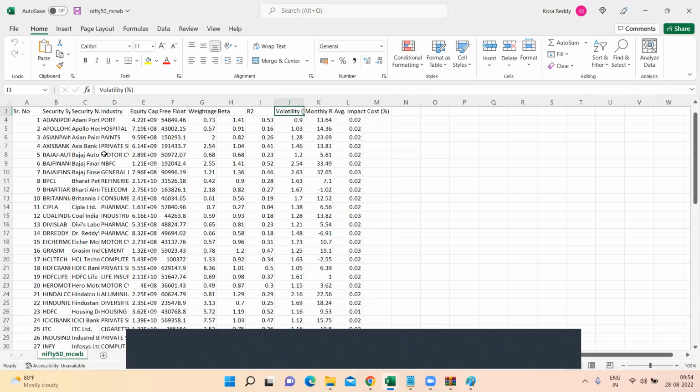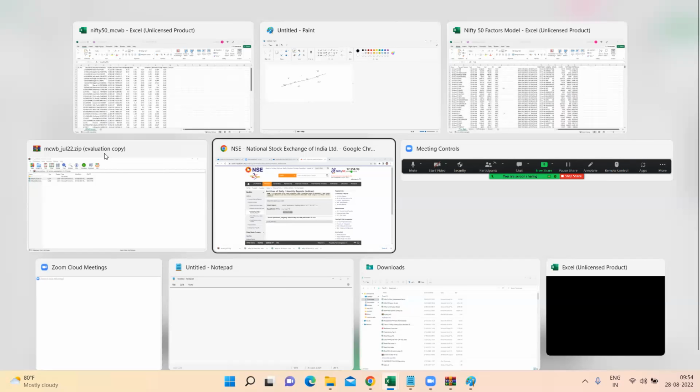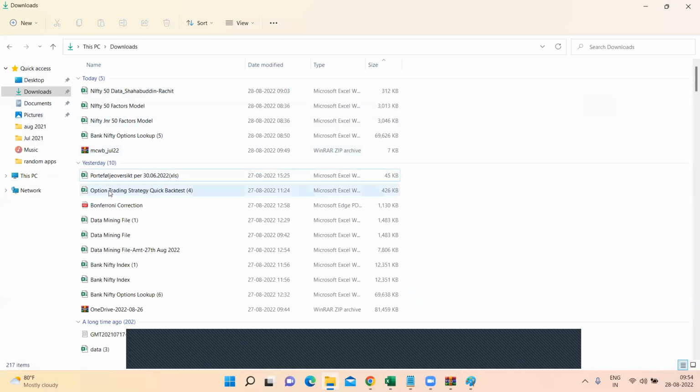Then you have a volatility. The way that NSE guys calculate volatility is by a log method. Suppose we have daily returns, something like this.